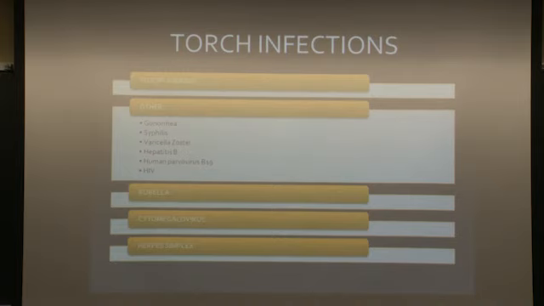Okay, TORCH infections. What are TORCH infections? If we take the first letter for all the yellow boxes, T-O-R-C-H: toxoplasmosis, other, rubella, cytomegalovirus, and herpes. So toxoplasmosis is found in the feces of cats and in raw meat.